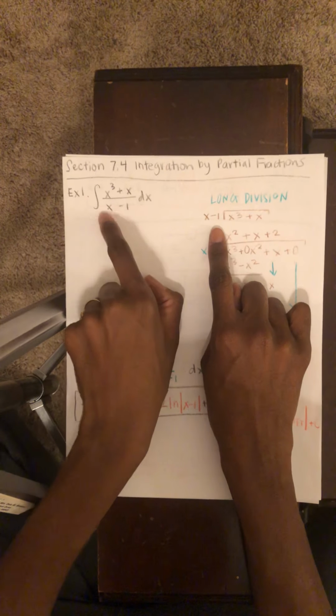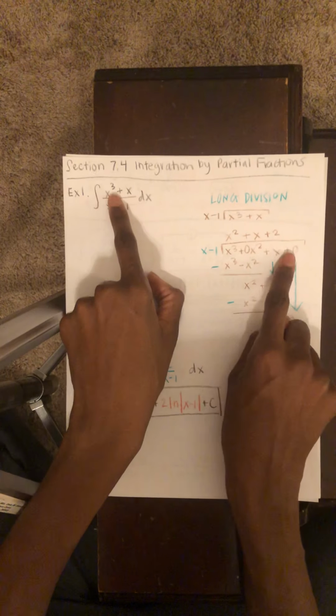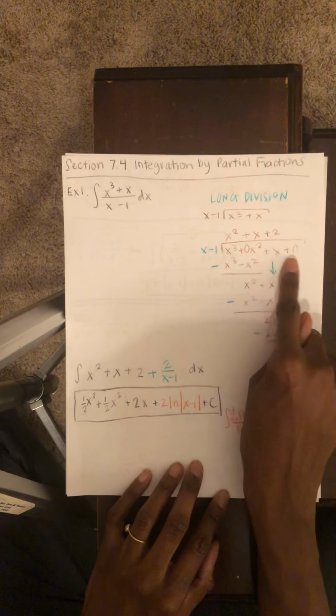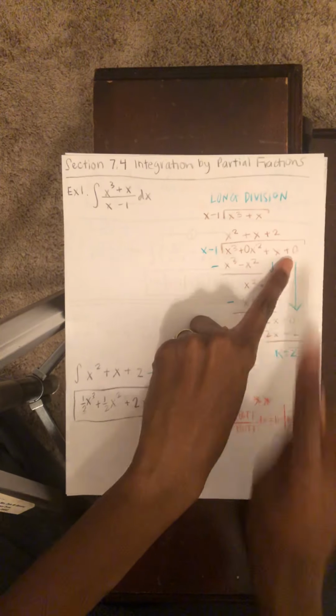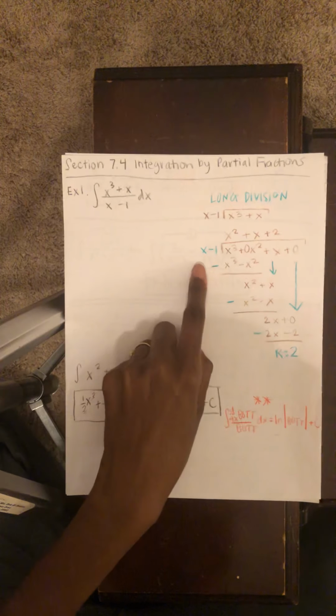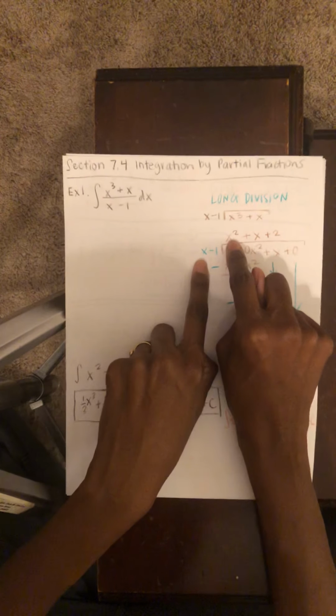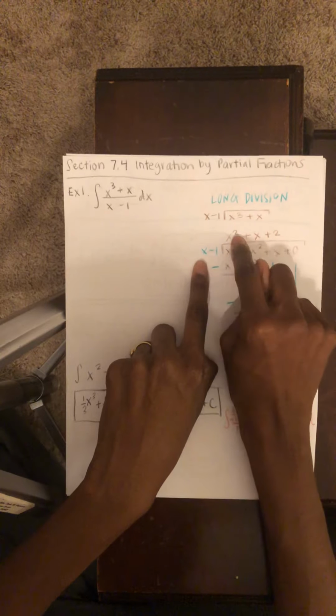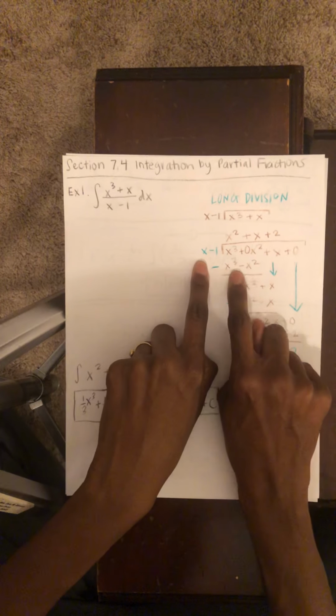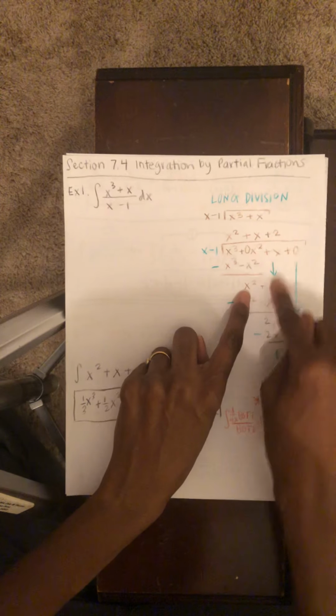But you write the whatever's on the bottom on the outside, the stuff on the top on the inside. Make sure that it's always in descending order. If it's missing something, add those. And then figure out what you have to multiply this x by to get this first part right here, and that's x squared. And then you multiply the x squared to both of these green things to get this, and then you subtract and see what it's left with, bring one down.